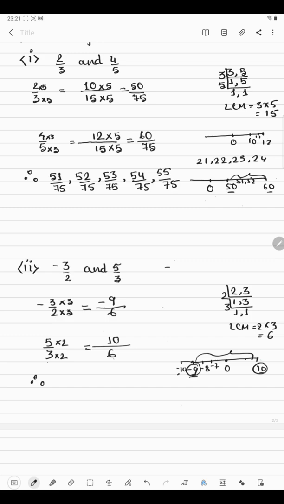Or if you want to take positive rational numbers, we can start from 1 also, we can start from 9 also. Suppose here is 9, 8, 7. Okay, so suppose I am taking negative rational numbers, so it will be minus 8, and the denominator will remain the same, which is 6: minus 7 by 6, minus 6 by 6, minus 5 by 6, and minus 4 by 6. Okay.